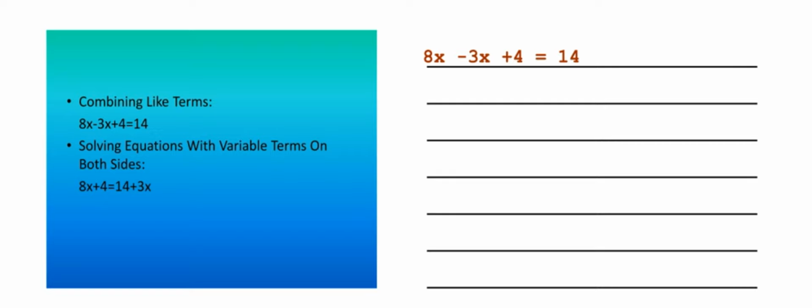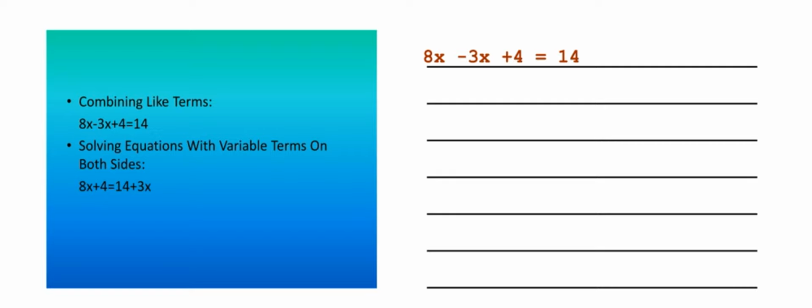We have 8x is one term. Notice the negative separates the next term, so it becomes a negative 3x. And the positive separates the next term, so it becomes a plus 4. On the right side of our equal sign, we have one term, which is 14. So solving for x, that implies that we have to combine like terms.